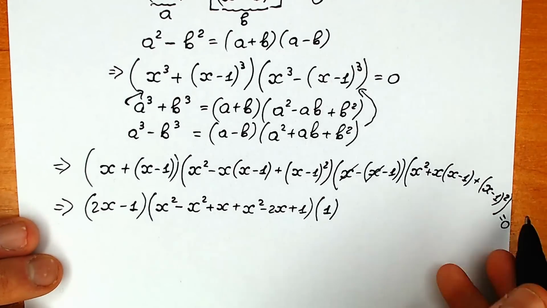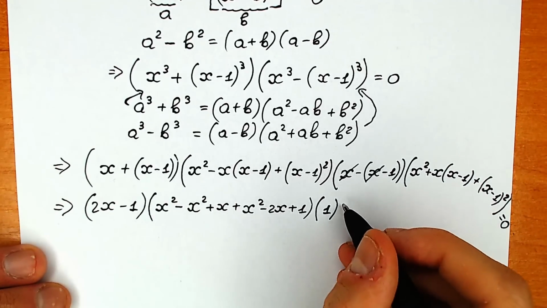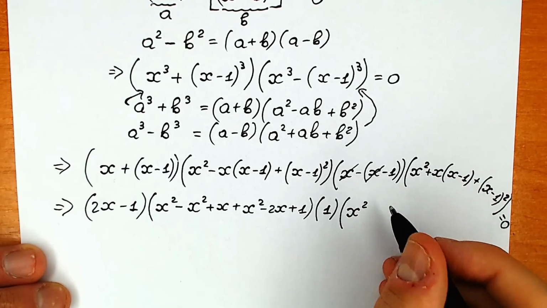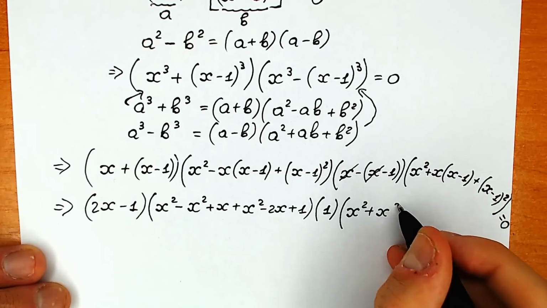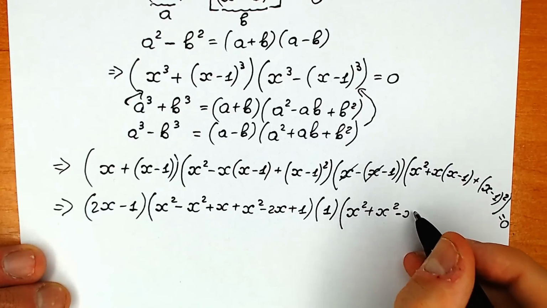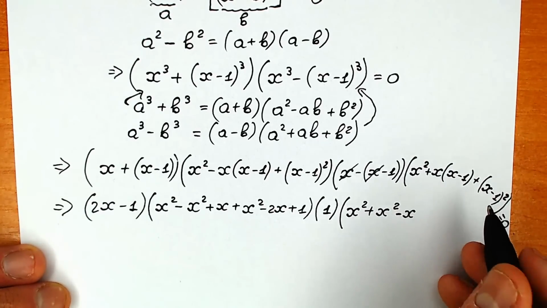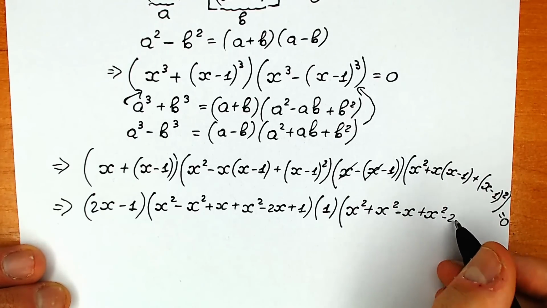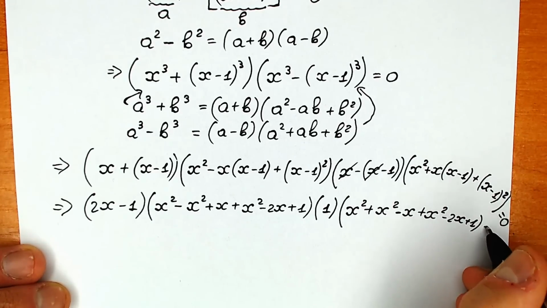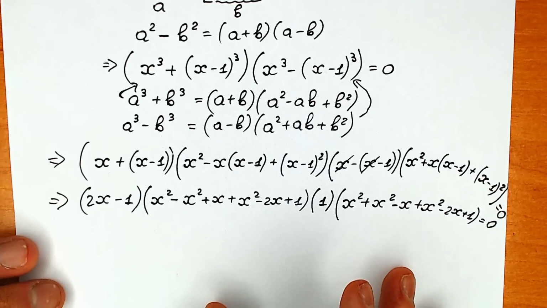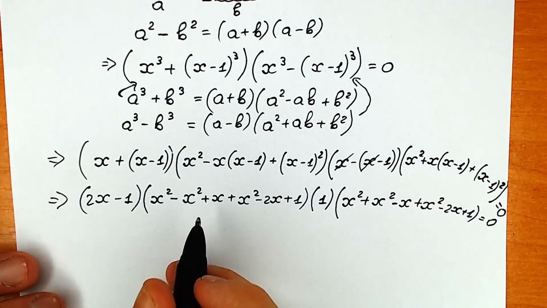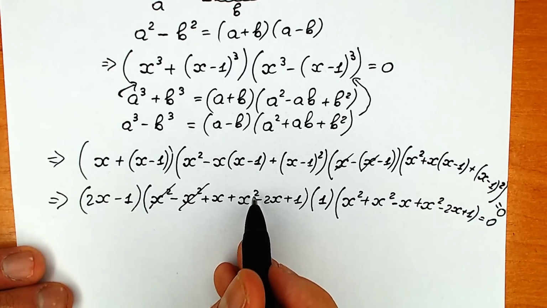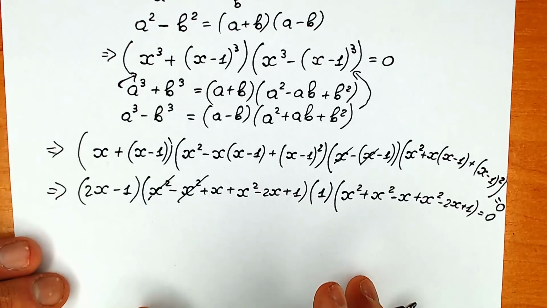And right now let's simplify this second expression. So we have x squared plus x squared minus x and plus this formula, plus x squared minus 2x and plus 1, equal to 0. All right, really great. And we finally can easily simplify this, because right now we can easily cancel this x squared. As a result, we have x squared minus x plus 1. So let's do this right now.